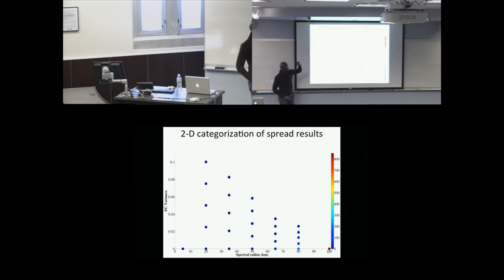We're back in spread processes. On the x-axis, we have spectral radius one more time. On the y-axis, we have EC variance, the variance of a network. Each one of these nodes represents a different network. The color of the node represents some measure of time. Blue represents a quick spread time, and going all the way up to red means a really slow spread time.